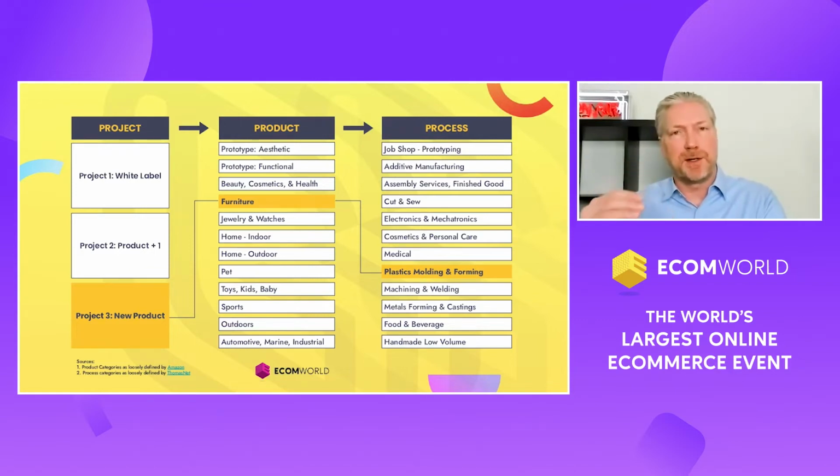What's the manufacturing process, right? Is this something injection molded? Is it something that you're bending materials, or are you putting something together like furniture, right?